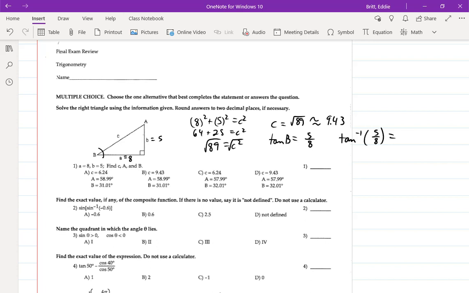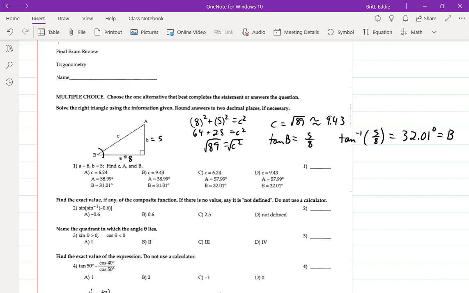All right, and if I round that to 2 decimal places, because that's what's here on the sheet for some reason, it's not 1, it's 2 decimal places, then that's going to be 32.01 degrees, because in your calculator it's 32.005, so it'd be 0.01. And that's angle B.